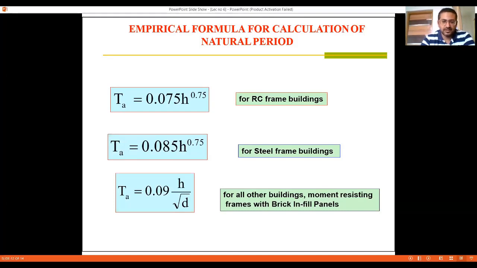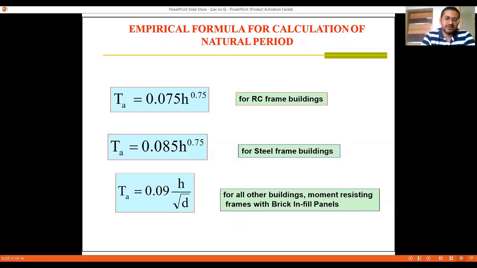So if you are calculating the earthquake force in X direction, then it is to be considered as dx. If you are calculating the earthquake force in Y direction, then the value is to be given as dy. And similarly, if you want to calculate the time period for a steel building, the formula is given by T is equal to 0.085 H raised to 0.75.